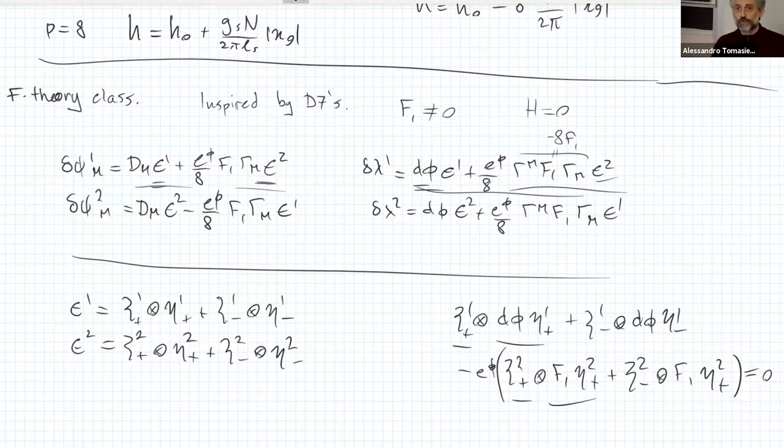And that doesn't look promising at all, because remember, we had a similar equation earlier. We had dA acting on a spinor equal to mu on a conjugate. And we concluded in that case that A was constant. And so here we are going to conclude also that phi is constant. Same thing for F1, we'll conclude that F1 is zero. It will be a disaster. We'll go back to Calabi-Yau.